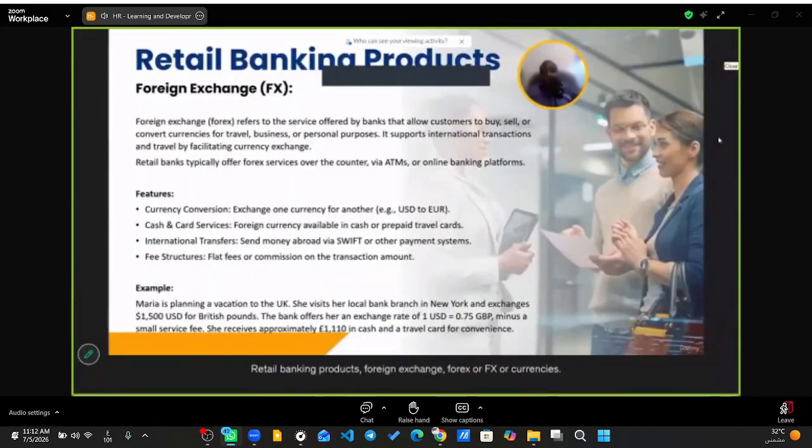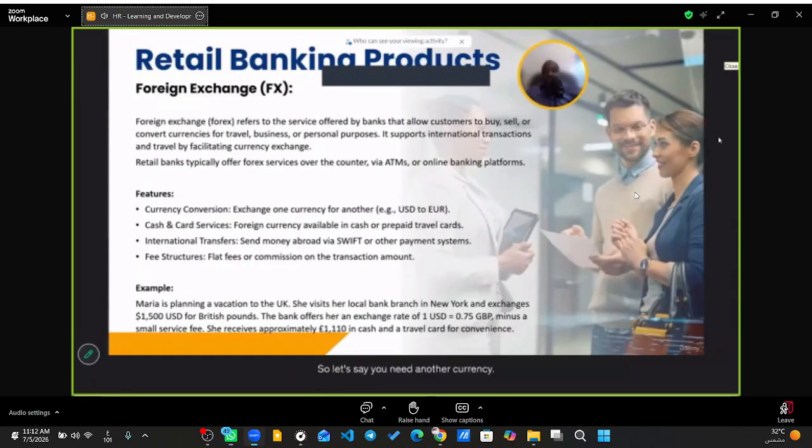Retail banking products, foreign exchange, forex or FX, or currencies. Foreign exchange or forex refers to the service offered by banks that allow customers to buy, sell, or convert currencies for travel, for business, or personal purposes. It supports international transactions and travel by facilitating currency exchange. Retail banks typically offer forex services over the counter or via their ATMs or online banking platforms.